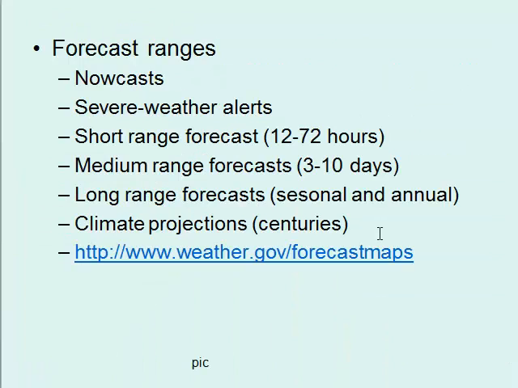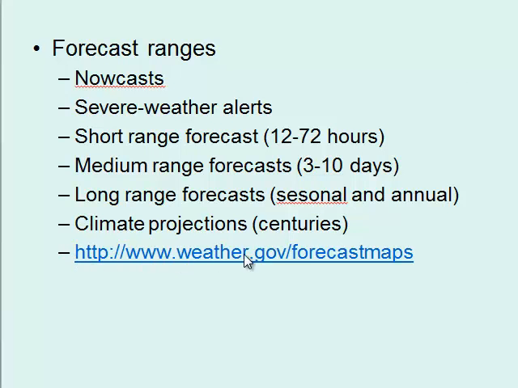Some of the different forecast ranges that can be determined are nowcast, so what's happening now, and severe weather alerts. Your book has a good section going over those different weather alerts. You can also look at short range forecasts, 12 to 72 hours, medium range, 3 to 10 days, long range would be seasonal and annual, and then climate projections would be centuries.